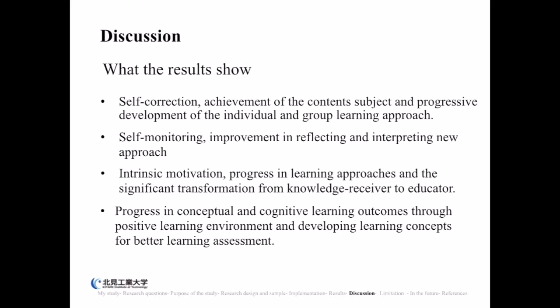Discussion. What do the results show? Number 1, self-correction, and this one was clear for the achievement of the content subject and progressive development of the individual and group learning approach. Also, for self-monitoring, we can see improvement in reflecting and interpreting new approaches. As for intrinsic motivation, it shows progress in learning approach and the significant transformation from knowledge receiver to educator.